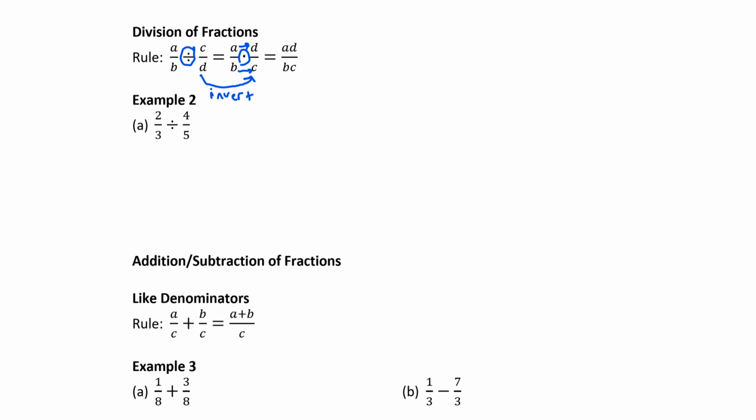So let's try 2/3 divided by 4/5. Again, we're going to make two changes. The first fraction stays the same. My first change is to change the operation from division to multiplication and then invert our second fraction. You can proceed with multiplication at this point, but stop and check: can we reduce before we multiply? And in this case, we can.